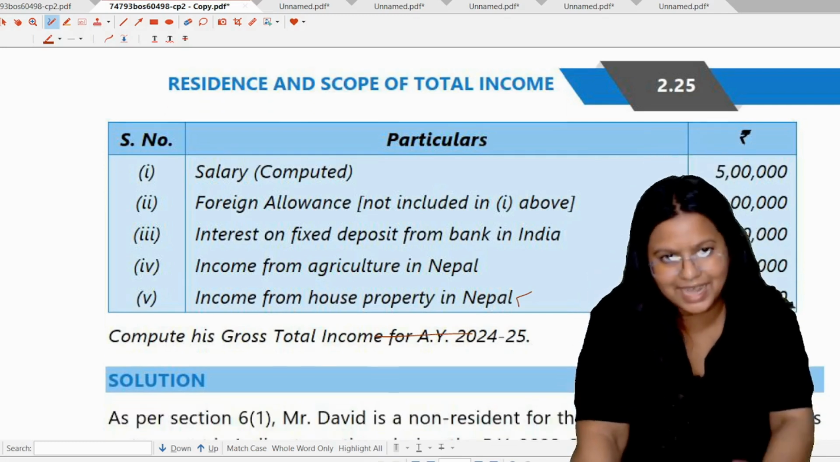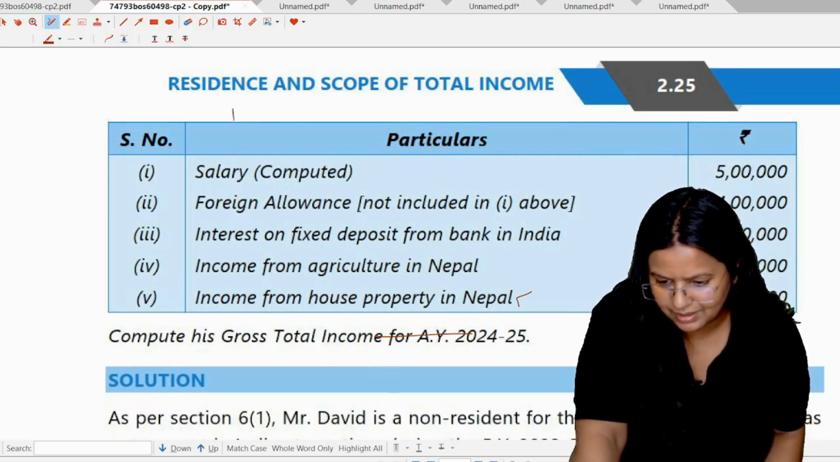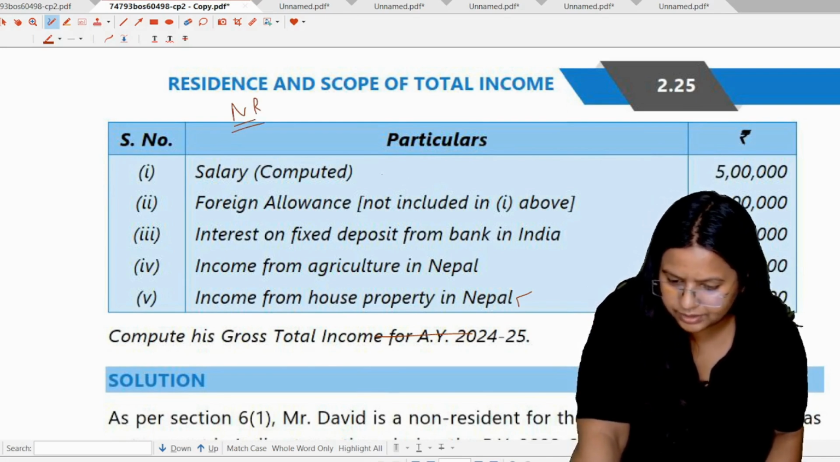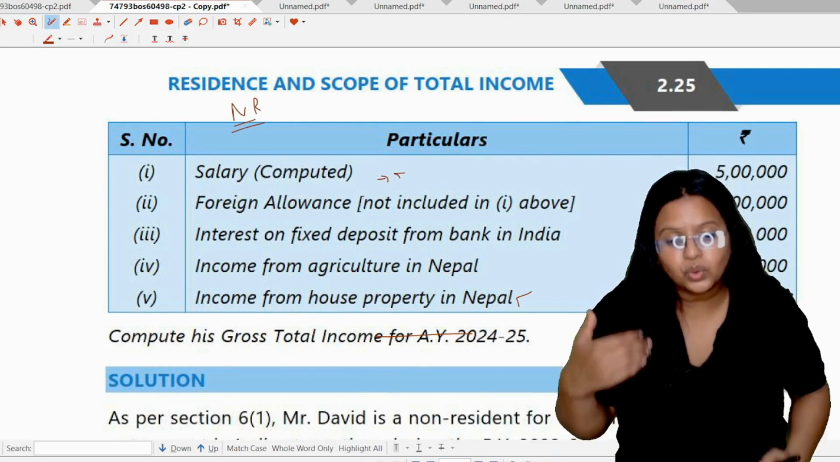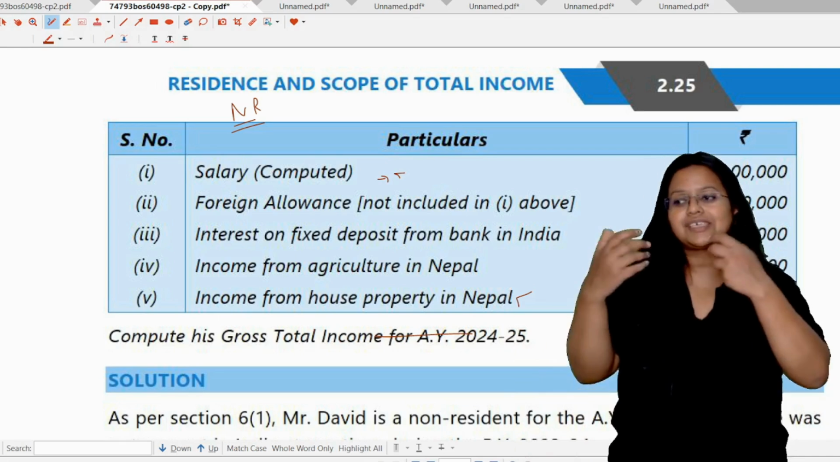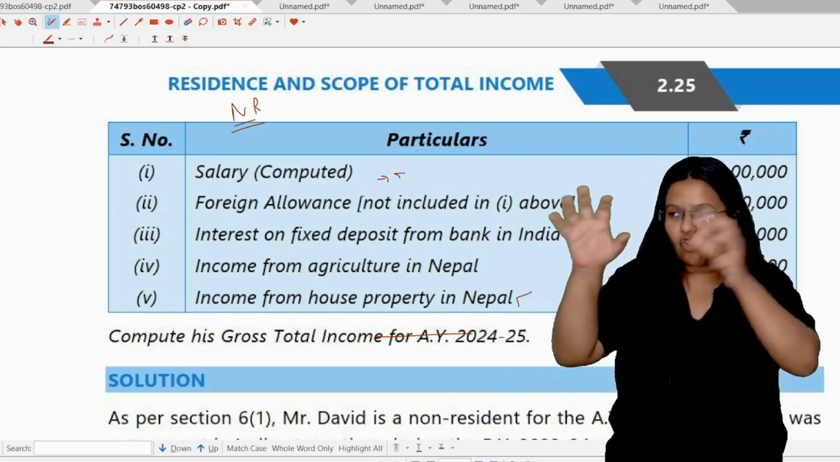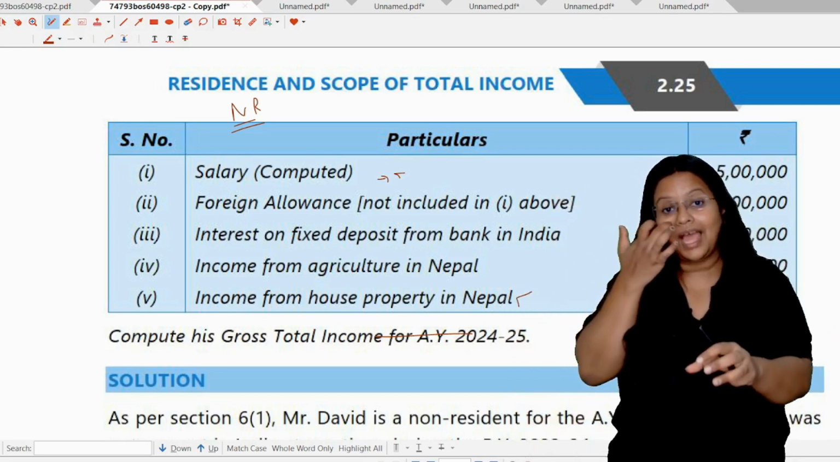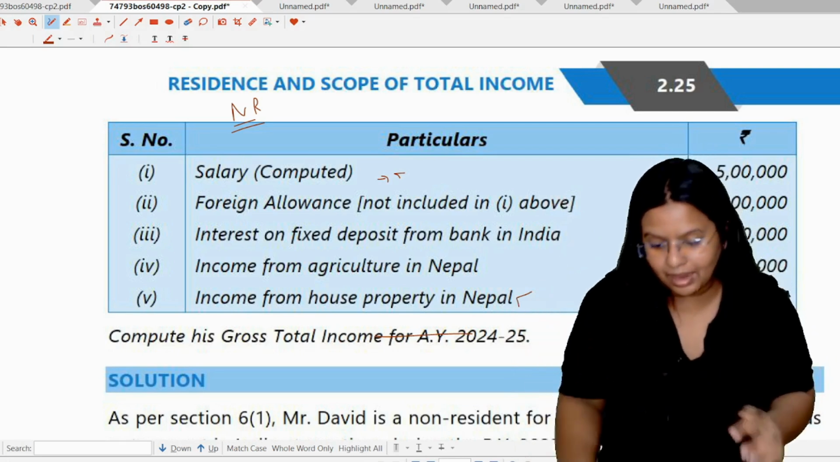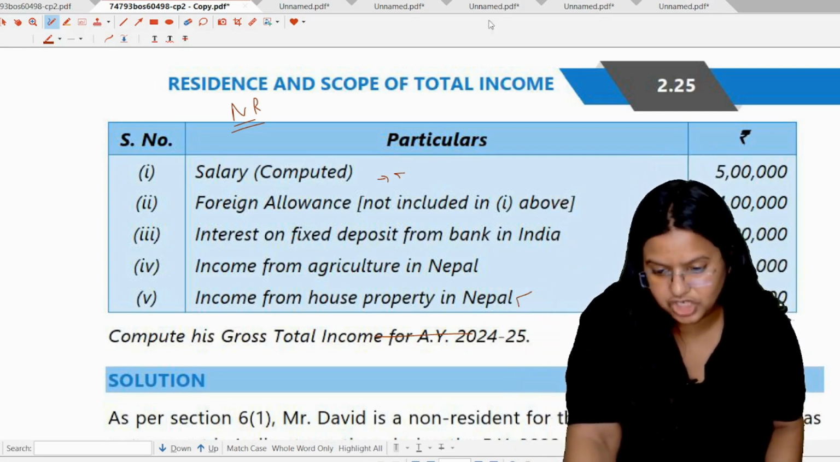Let's find out the taxable income for a non-resident person. Salary computed, taxable. Computed means that all the deductions of section 16 and all other deductions have already been deducted from the salary, and this is a taxable salary. So you are not required to give any kind of deduction here.